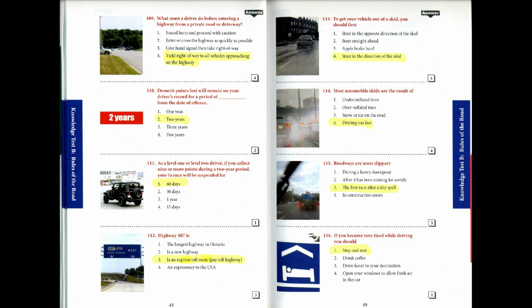Number 112. Highway 407 is an express toll route, a pay toll highway. Number 113. To get your vehicle out of a skid, you should first steer in the direction of the skid. Number 114. Most automobile skids are the result of driving too fast. Number 115. Roadways are most slippery on the first rain after a dry spell. Number 116. If you become very tired while driving, you should stop and rest.